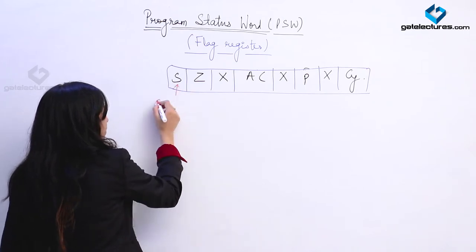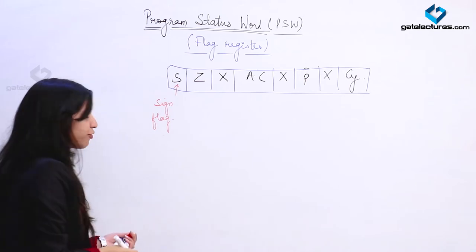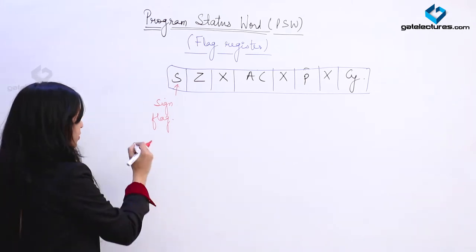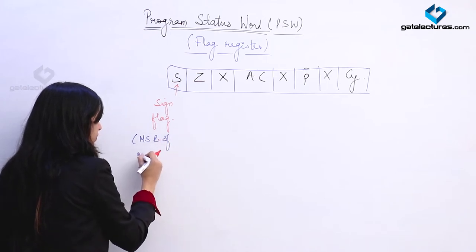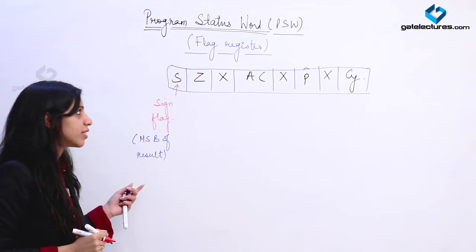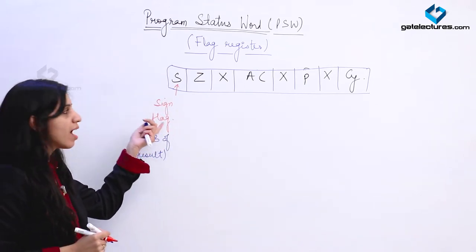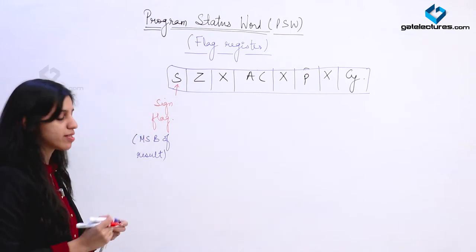Okay, now this is the sign flag. Sign flag holds the MSB of the result. This is going to hold the MSB of the result. If MSB is 1, that is, if it is a negative number, the sign flag is going to be 1. If it is a positive number, that is, MSB is 0, then the sign flag is going to be 0.